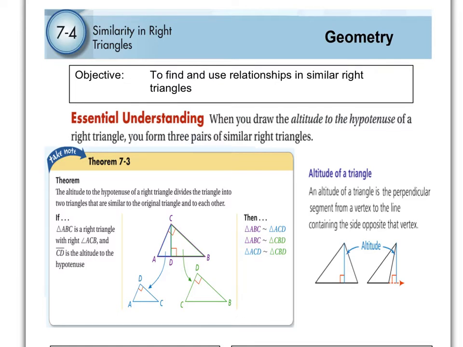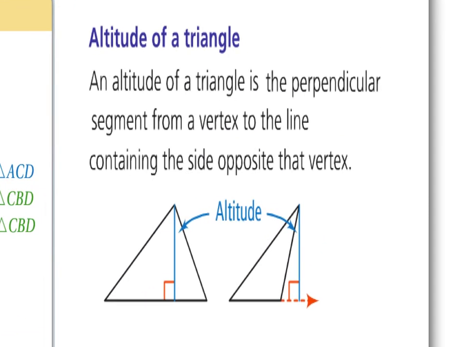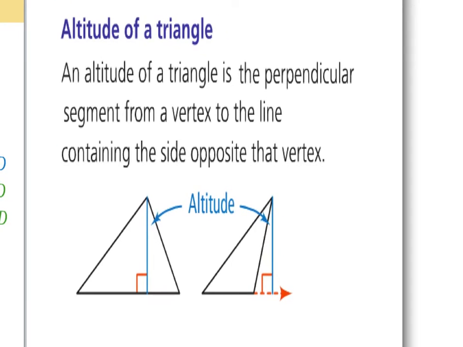So it says here the essential understanding: when you draw the altitude to the hypotenuse of a right triangle, you form 3 pairs of similar right triangles. Now, one word in there that we haven't talked about, that's the altitude. Let's take a look at that quickly here. The altitude of a triangle is the perpendicular segment from the vertex to the line containing the side opposite that vertex. Now, they give you 2 choices. Most of the time, you're going to see this choice here.